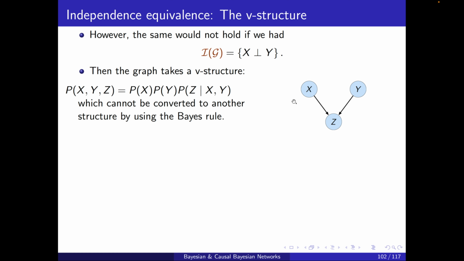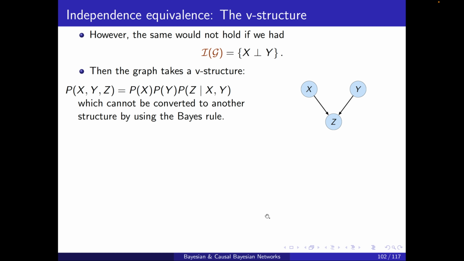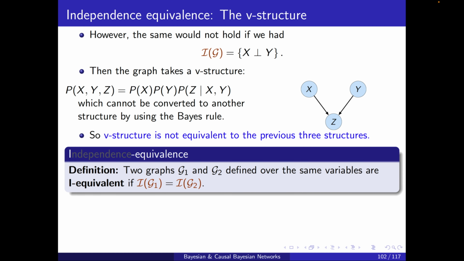Okay, so the corresponding graph for this set of independencies, the global I-map, is this V structure, and correspondingly the distribution can be written as p of z conditioned on x and y times p of x times p of y. This cannot be converted to another structure by using the Bayes rule, which is clear because if it was possible, then the I of this graph would be equal to one of these ones here, which is impossible. So the V structure is not equivalent to the previous three structures.